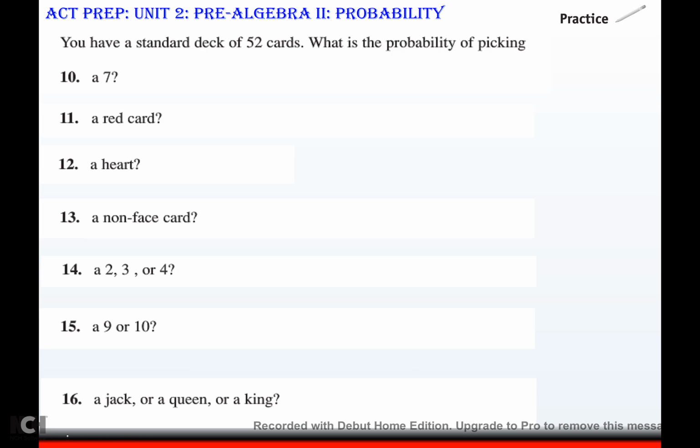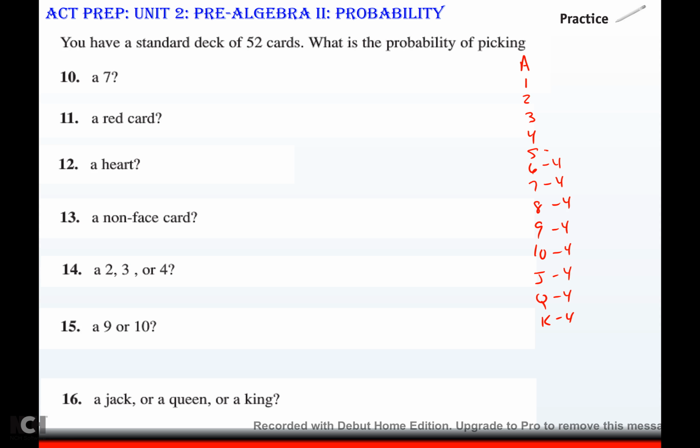Okay? Number 10, you have a standard deck of 52 cards. What is the probability of picking a 7, a red card, a heart, a non-face card? Okay, so let's look at a deck of cards. As I said earlier, you have 4 aces, 2s, 3s, 4s, 5, 6, 7, 8, 9, 10, jack, queen, king. There's 4 of each of these.